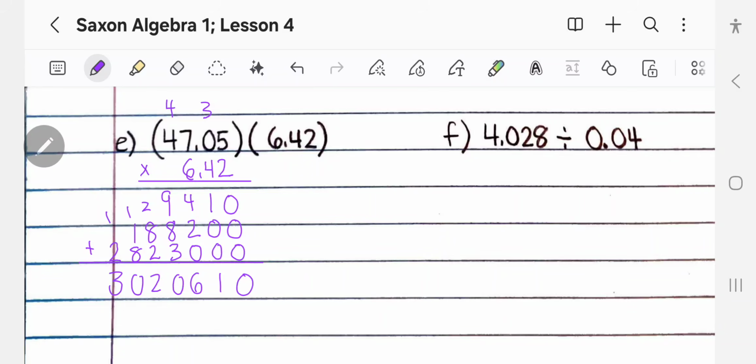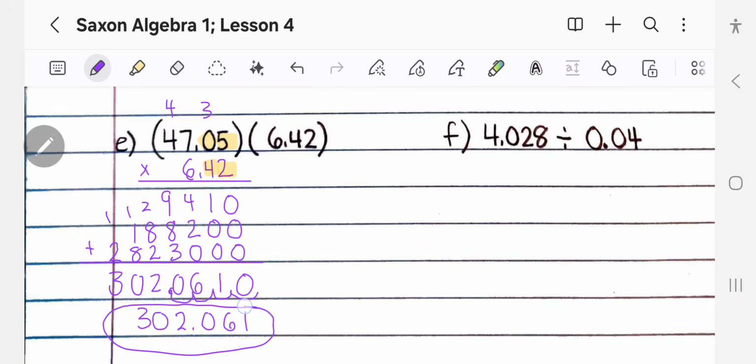That's 3. Now, how do I know where my decimal goes? Well, I've got a trapped 0. So there's 1, 2, 3, 4 numbers behind the decimal. So 302 and 61 thousandths is my answer here.